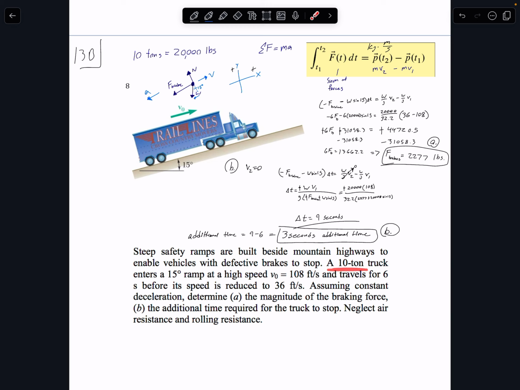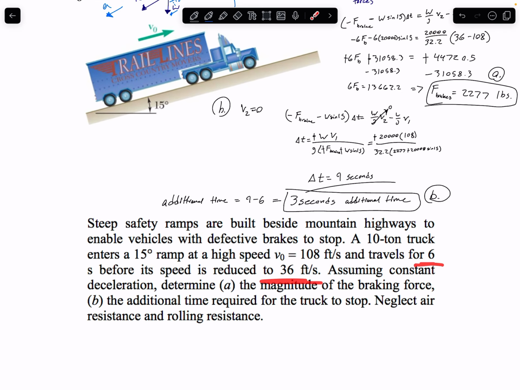We have a 10-ton truck, which is equal to 20,000 pounds, or 20 kips. The ramp is 15 degrees, and we know the initial velocity is 108 feet per second, and it travels for 6 seconds before reaching 36 feet per second. We're looking for the magnitude of the braking force and also the additional time required for the truck to stop.